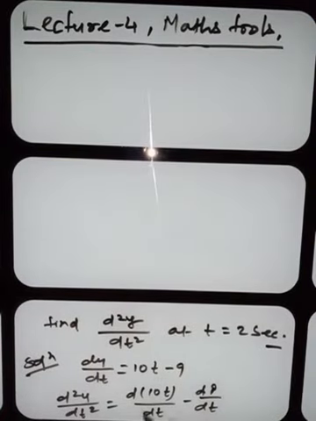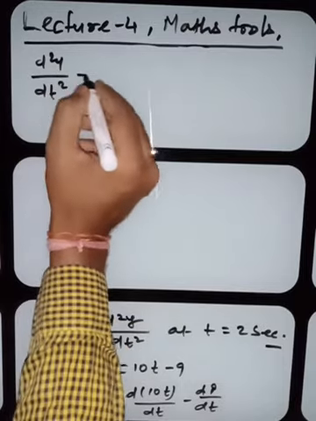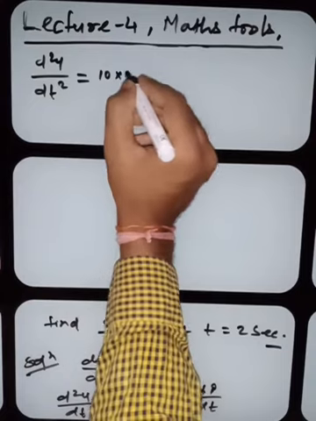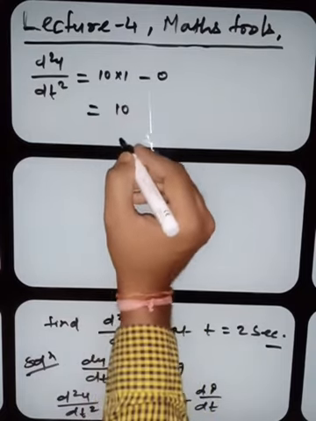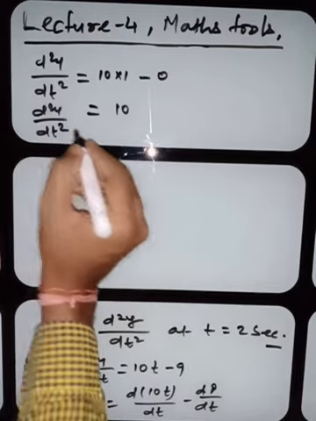So d2y by dt square, how much is it? 10 will be out, dt by dt is 1, minus 0. So we have the answer 10. It is d2y by dt square.